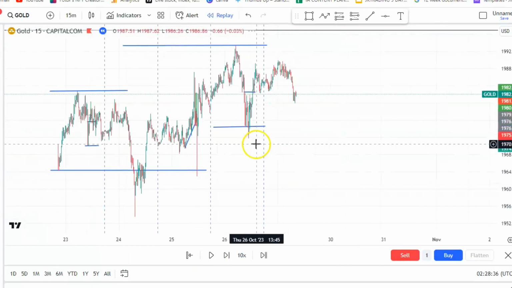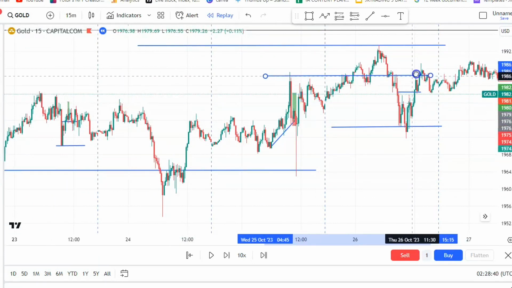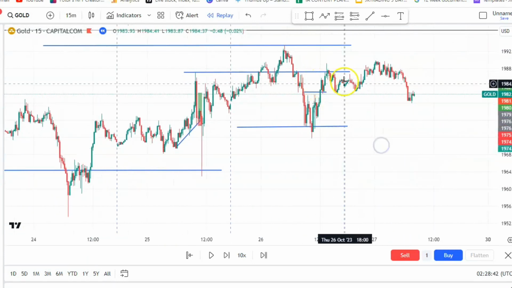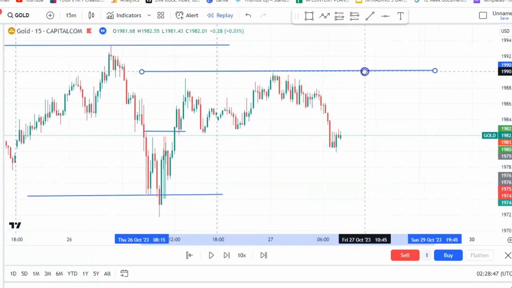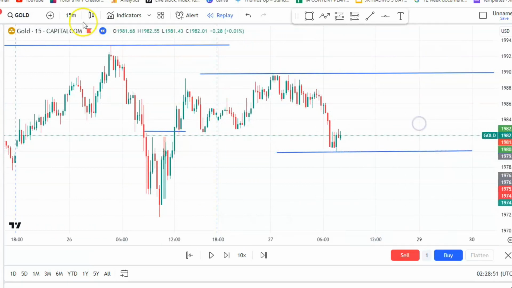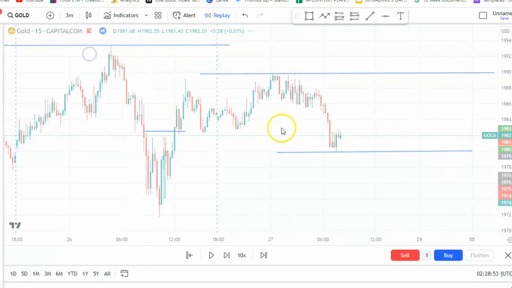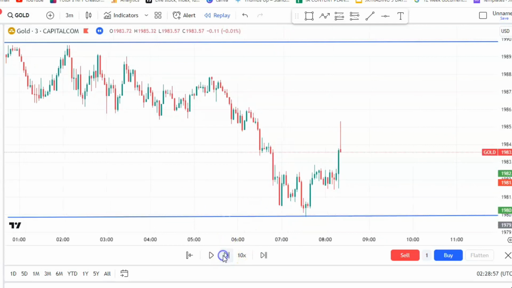Okay, so what happened? Price on Thursday breaks out and closes back inside of the range. Again, I'm selling. My thesis is that we are going down. So the process is still the same. Wait for 9:30.